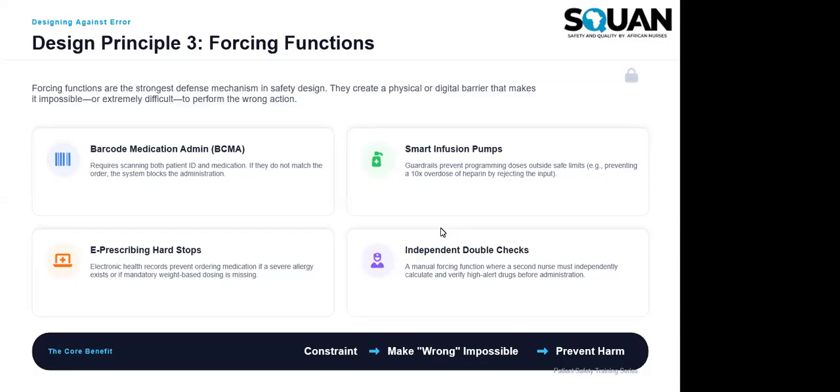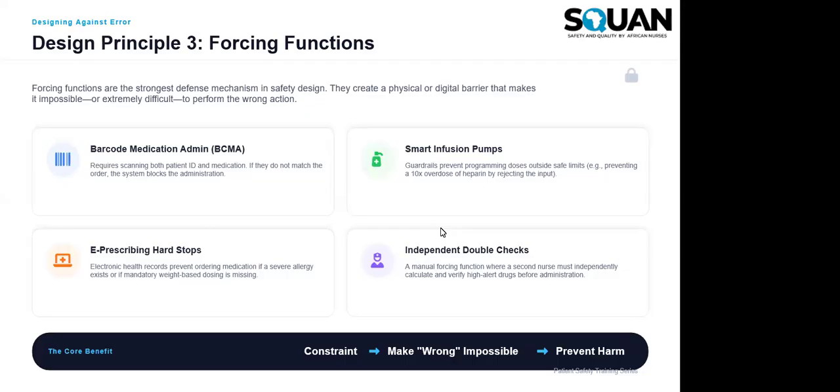Okay, so the barcode system will help you confirm that you are giving the right medicine to the right patient before you administer, and also help you document as well. So if they do not match the order, the system blocks the administration, essentially. Okay, there's also the smart infusion pumps. This one guardrails against giving the wrong dose.